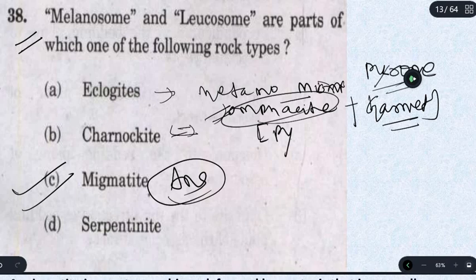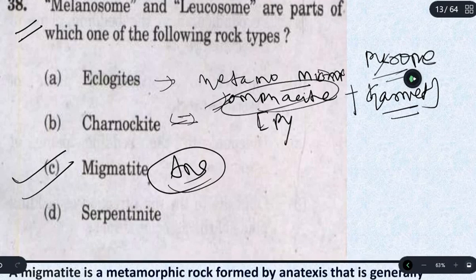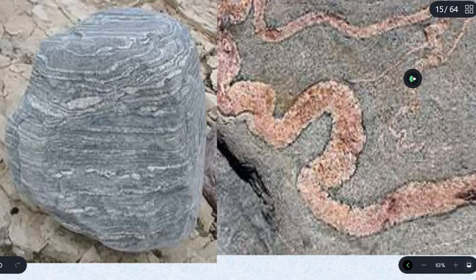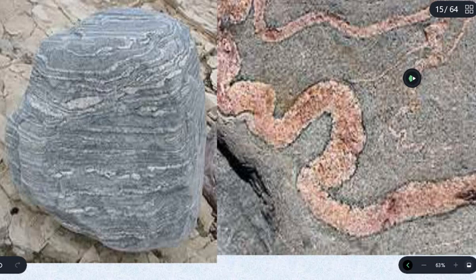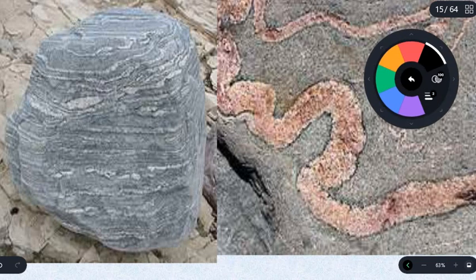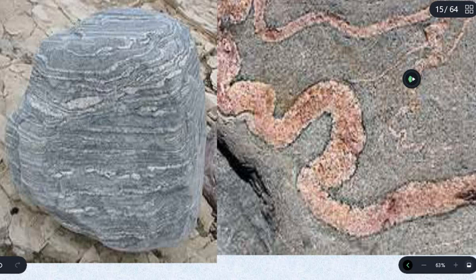This type is called the ptygmatic fold, right? I don't know exactly. So this is the ptygmatic fold, and if you see this diagram, the left side diagram, my cursor is visible, right? You can see there will be a contrasting character of the light and dark bands in the migmatite, right?